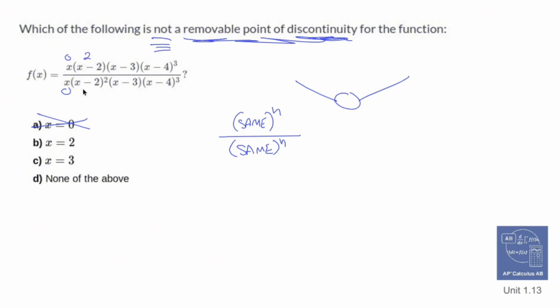I have 2 up here and 2 down here. Notice the multiplicity in the denominator is greater than the multiplicity in the numerator. That means that this guy is a vertical asymptote. So since the denominator's multiplicity is larger than the numerator's multiplicity, 2 is a vertical asymptote, which means 2 is not my removable point of discontinuity. But if I were to keep going, 3 and 3, same multiplicity, 3 is a hole. 4 and 4, same multiplicity, 4 is a hole. That wasn't even an option. 2 is my guy, and I'm sticking with it.